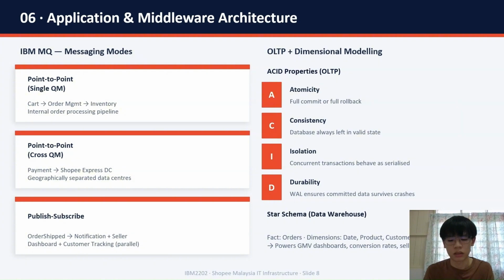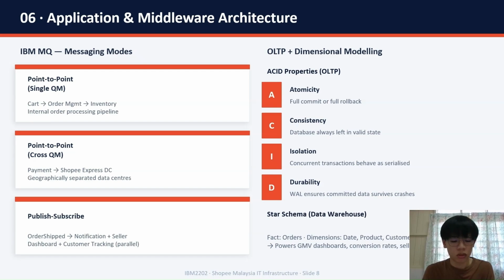We use three messaging models. First, point-to-point within a single QM, where queue managers handle internal processing between cart, order management, and inventory. The second one, point-to-point across QMs, where queue managers notify Shopee Express in a geographically separate data center of payment verifications. The third, publish-subscribe, allows an order-shipped event to be delivered simultaneously to all subscribed queues.